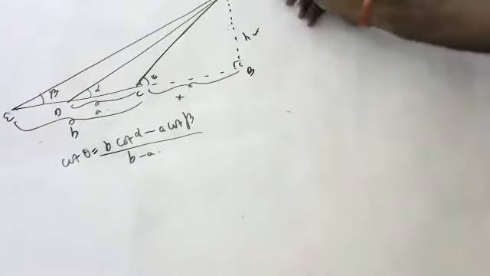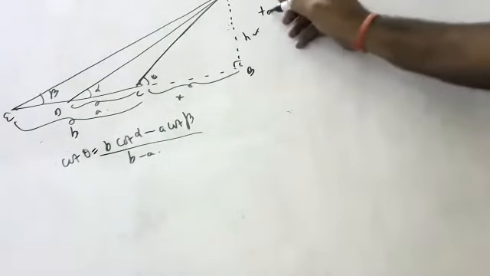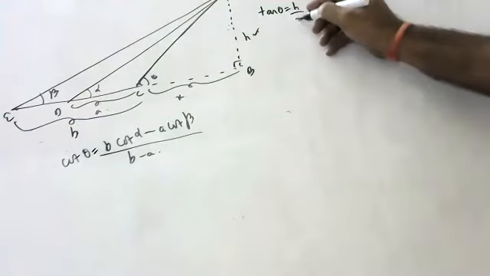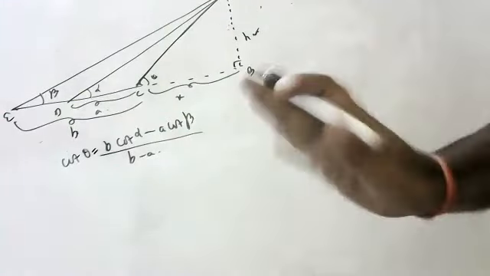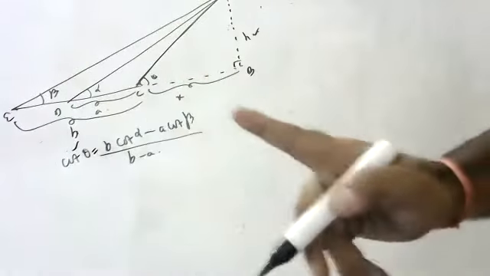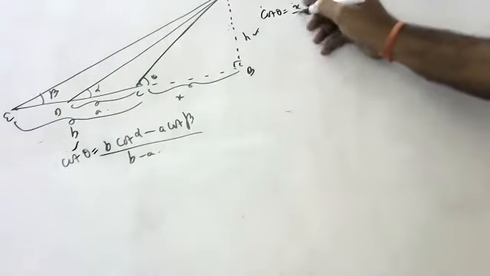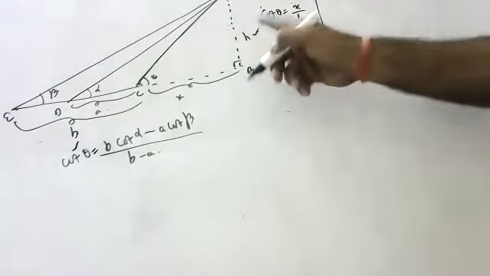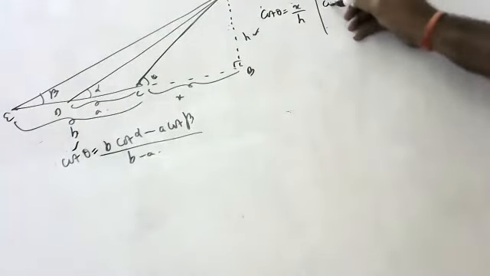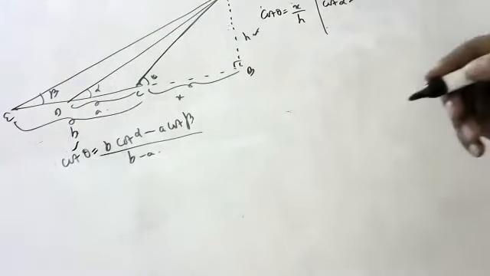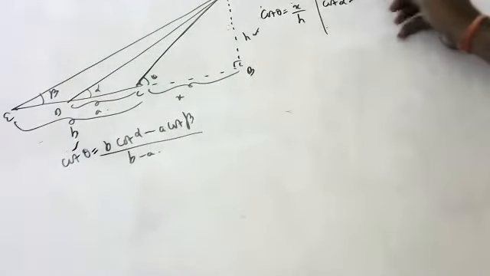Grishma, tell me, in triangle ABC, tan theta. Tan theta is equal to H by X. According to the question, we want cot theta, which is X by H. What is cot alpha? Cot alpha is A plus X by H.